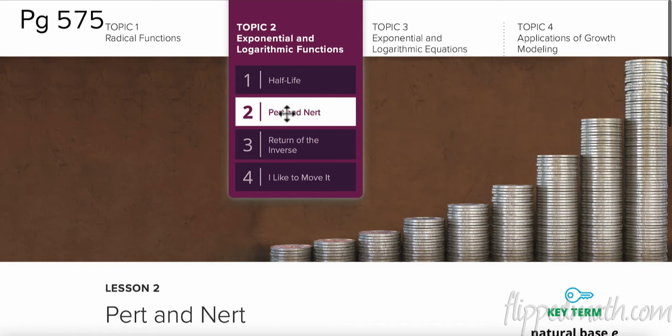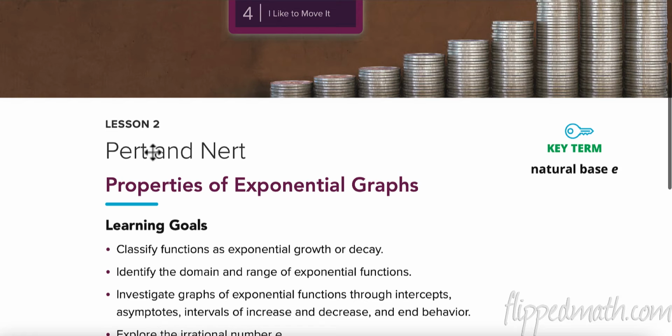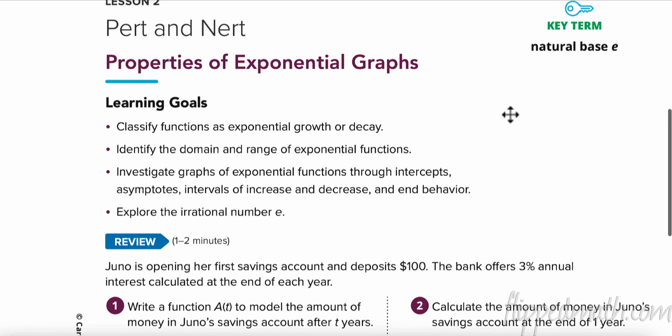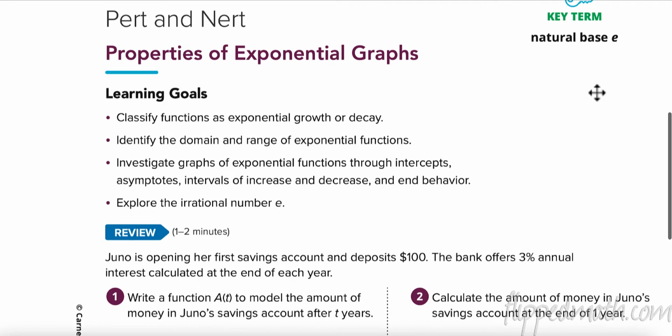It's Mr. Sullivan. We're going to be on page 575 today. All right, we're doing lesson 2, Pert and Nert. These are two pretty famous formulas that we're going to use today, and we're going to talk about this natural base e. E is kind of like pi. It's a number. It actually has a value, but it's irrational, and therefore we use e instead of the actual value, like 3.14. Pi is short for that, but it's not exactly pi.